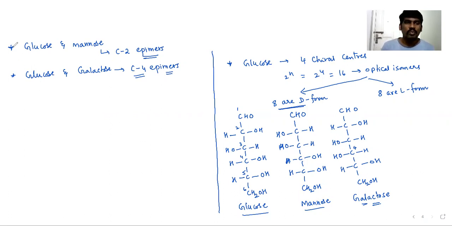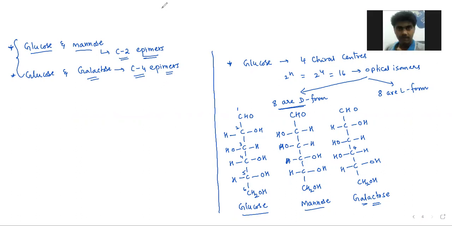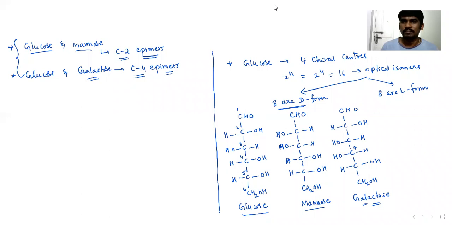Among them, these 2 points are very important for competitive exams. Glucose and mannose are C2 epimers, showing the difference in configuration at carbon number 2. Glucose and galactose are C4 epimers, showing the difference in configuration at carbon number 4. Is it clear? But glucose and fructose are functional isomers. That's all for this session. We will continue with the remaining in the next session, as well as fructose will be discussed in the next session.